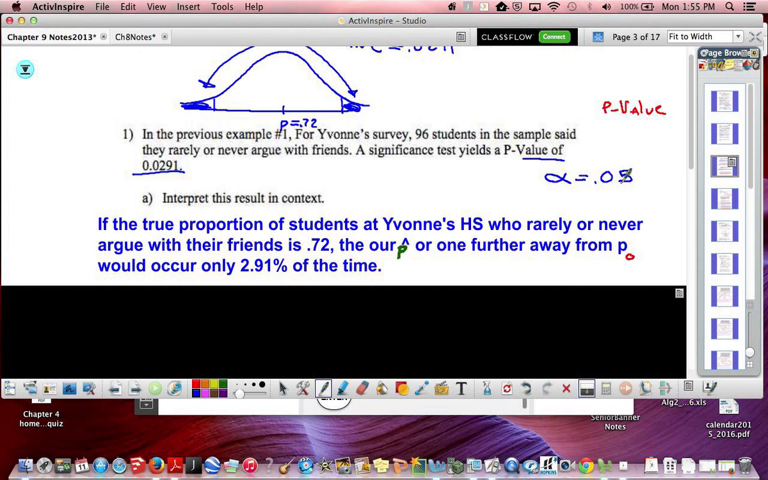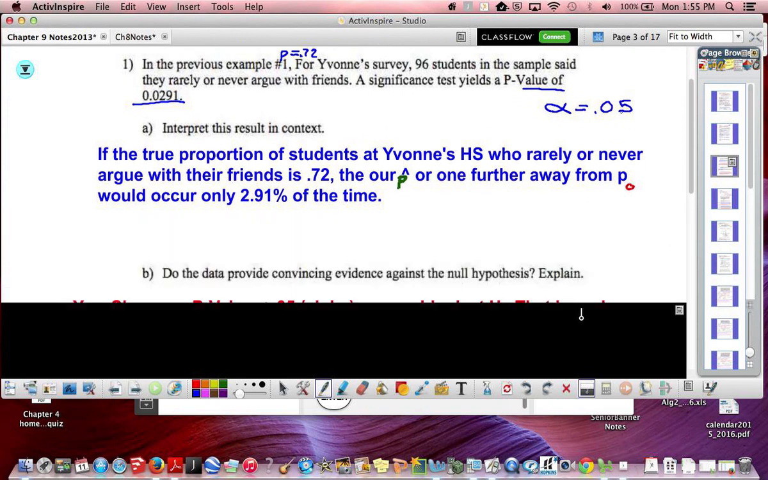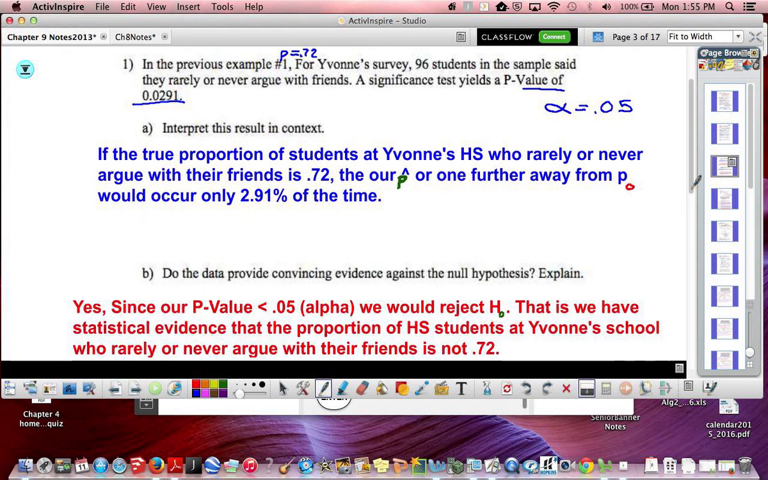Is this greater than or less than 5%? Less than 5%. So should we be rejecting our null hypothesis here? Yes, since it's less than 5%, we're going to reject the null hypothesis. What does that actually mean?